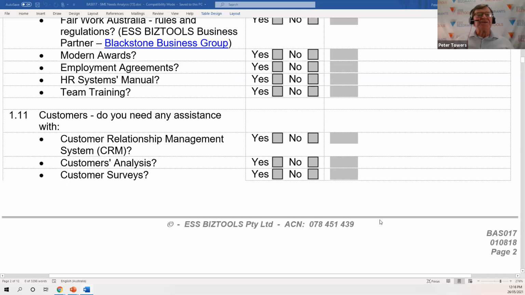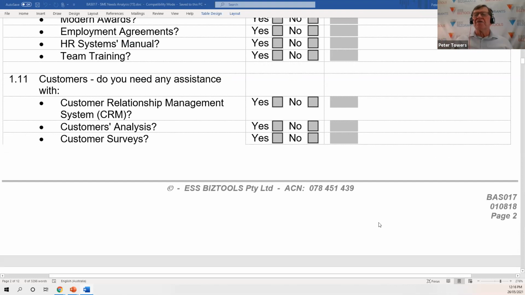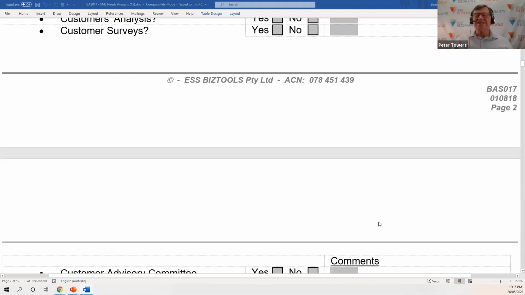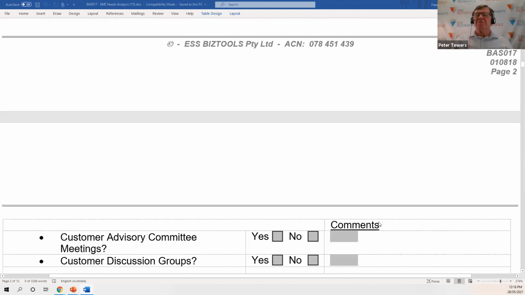What about customers? Have they got a CRM? Is it working properly? Do they want to know what a CRM can do for them? If they haven't got one, they're probably not communicating with their prospects and their customers on a regular, ongoing basis. And in today's society, that's pretty important.